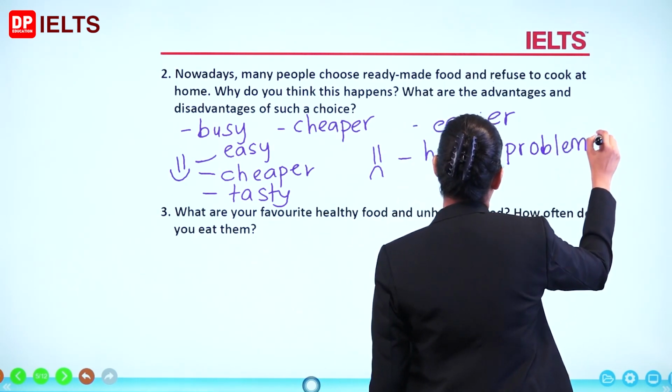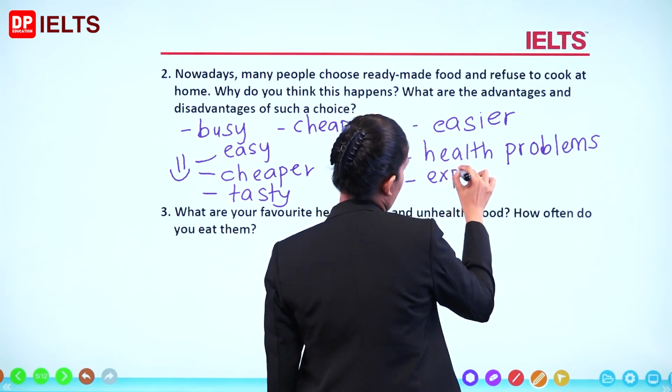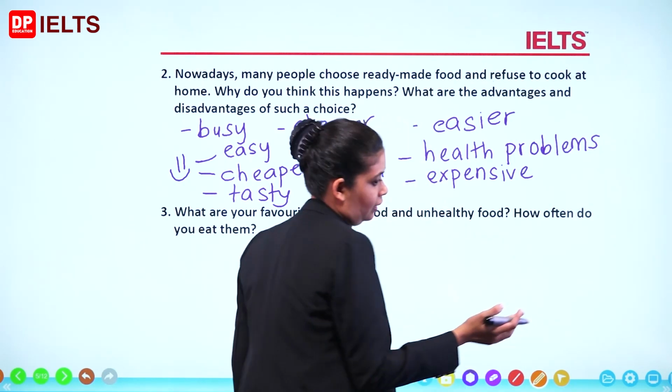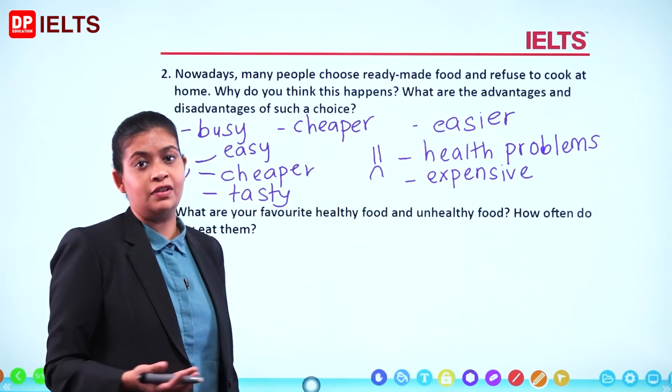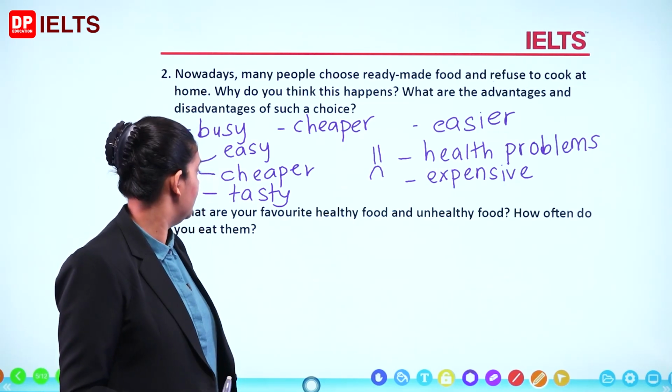Sometimes we think it's much cheaper, but sometimes it could be really expensive as well. Unknowingly, we think it's cheap, but then when we actually have a look at the cost, it could be much more expensive, right?